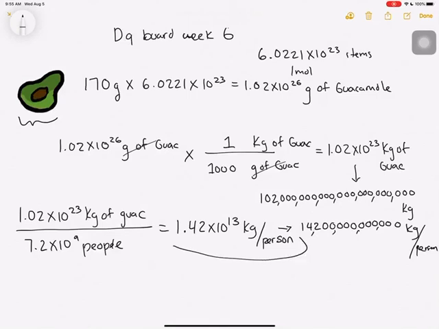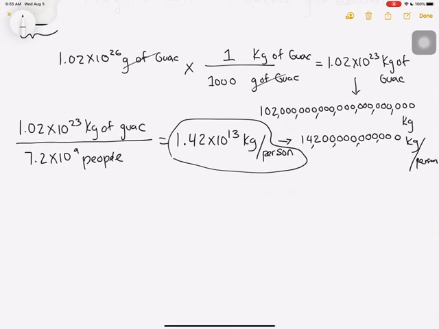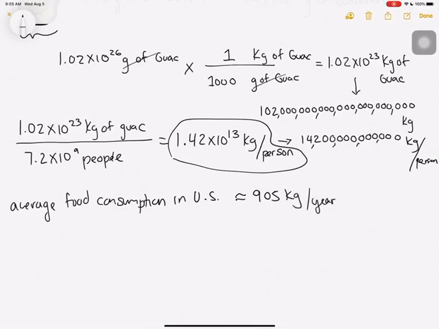We have this number already here. And it says, how long do you think the guacamole is going to last, assuming that this is not going to go bad? I don't give you any more information here, but you can look up the average food consumption worldwide, or at least in the US. If you look up this number, the average food consumption in the US is about 905 kilograms of food per year. So every year, the average food consumption of an American citizen is 905 kilograms.